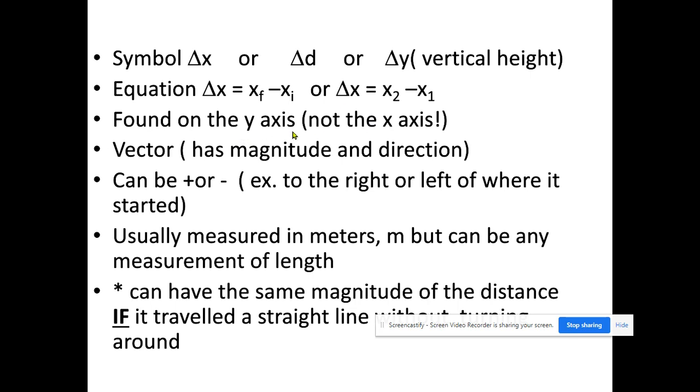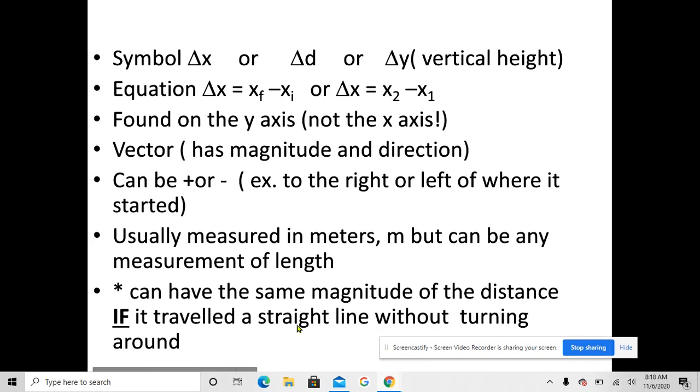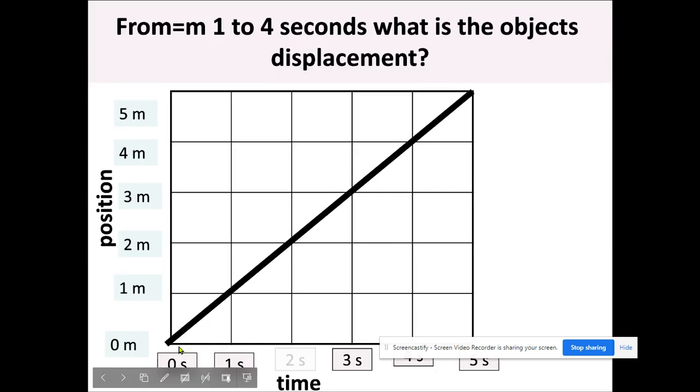And it is found on the y-axis, which is kind of crazy because we call it displacement because we're talking about horizontal motion. But when we put it on a position-time graph, all of a sudden time becomes our x-axis and our y-axis becomes our change in position, which is the symbol x. It's a vector, it has magnitude and direction. It can be positive or negative, and it's usually measured in meters, but we can have any unit to work with. It can be the same as distance, which we're not going to do today, but we had those problems where if it's traveling a straight line, the distance and displacement are the same, and distance is just the absolute value.